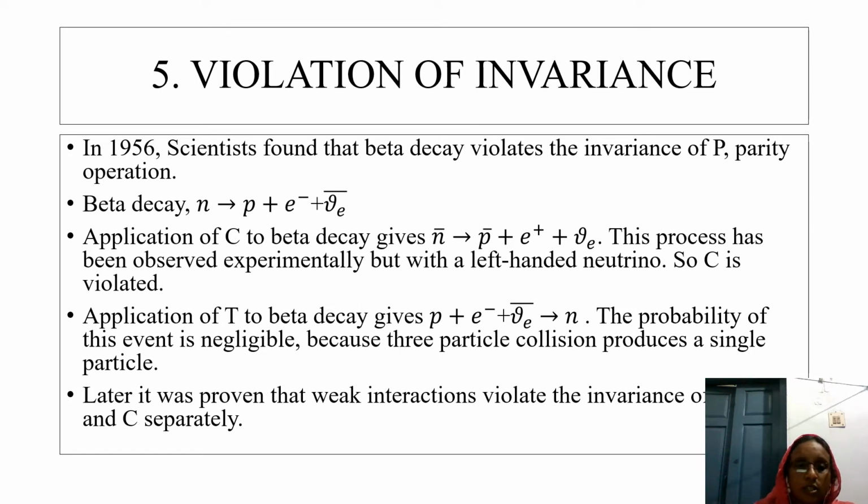Now, if we apply the time reversal operator to beta decay, we can see that this operator acts in a reverse way. That means proton plus electron antineutrino forms a neutron. But its possibility is very negligible, because three particles must collide and form a single particle. Okay, that is the problem. Later, it was proven that weak interactions violate the invariance of parity and charge conjugation separately.